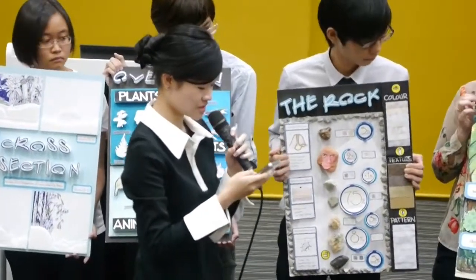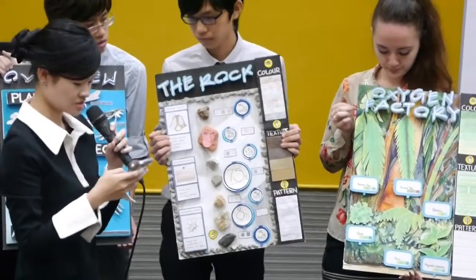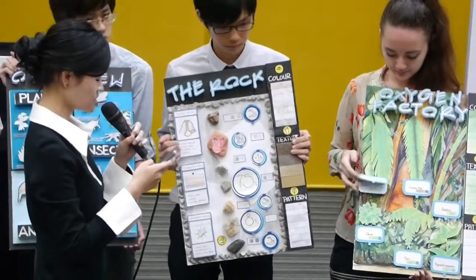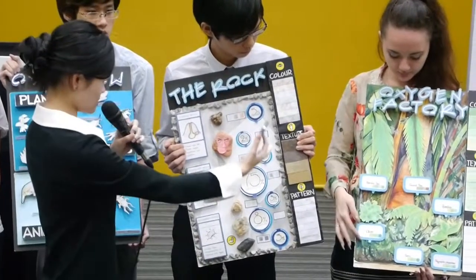The ninth board is titled The Oxygen Factory. It is the detailed study of the vegetation. It includes the physical components and characteristics, which relates back to our theme. It's mainly broken down here.